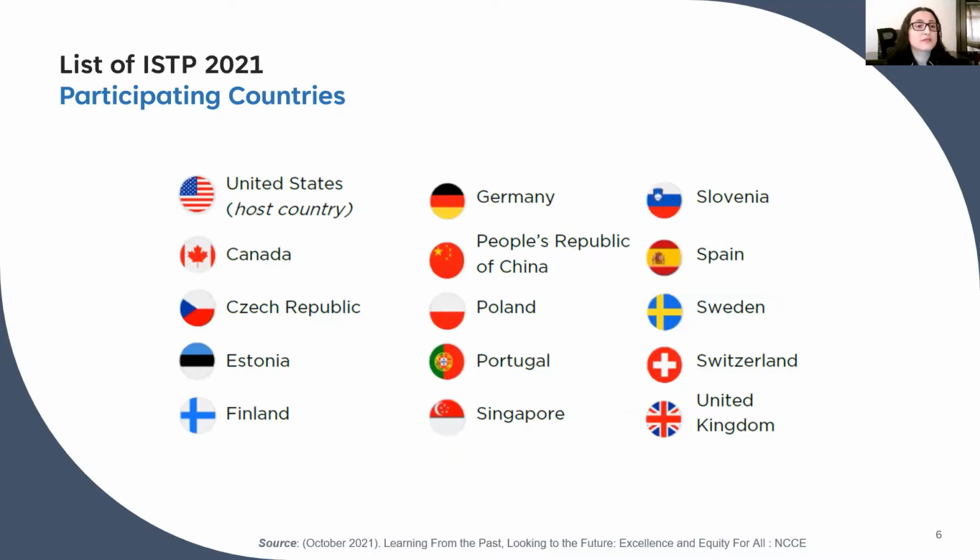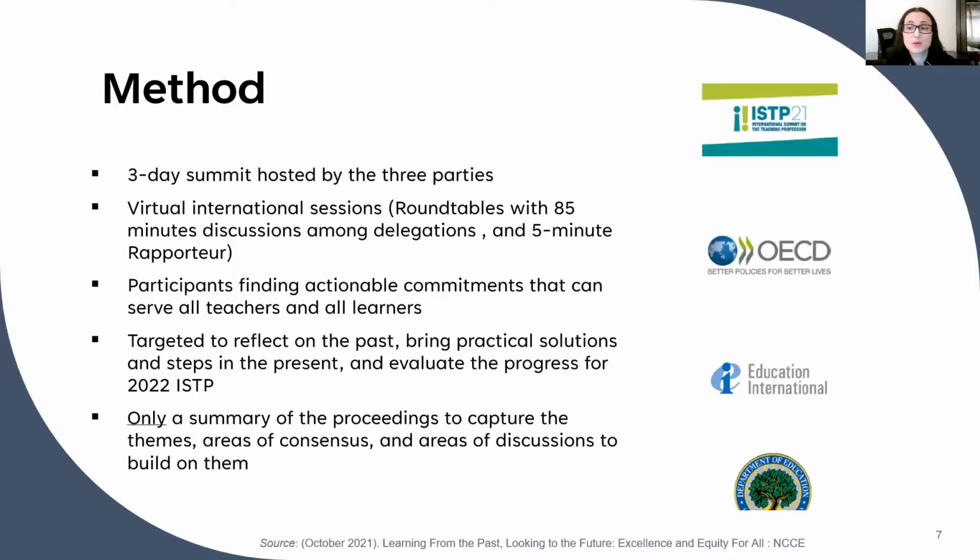So the list of the ISTP 2021 participating countries: United States as the host country, Canada, Czech Republic, Estonia, Finland, Germany, People's Republic of China, Poland, Portugal, Singapore, Slovenia, Spain, Sweden, Switzerland, and the United Kingdom. So the method. Now, it is a convening, it is a summit, it's a 3-day summit hosted by the 3 parties, and this is how it usually happens. And 2021 was just like that.